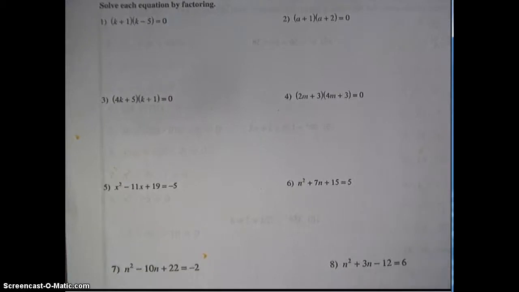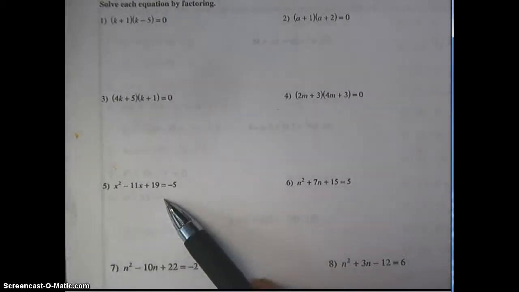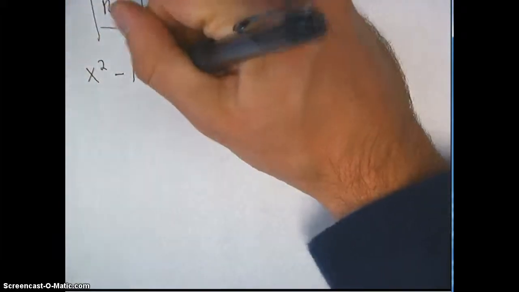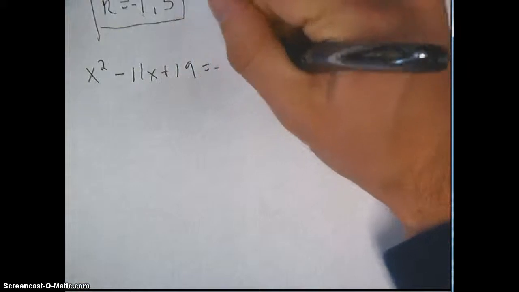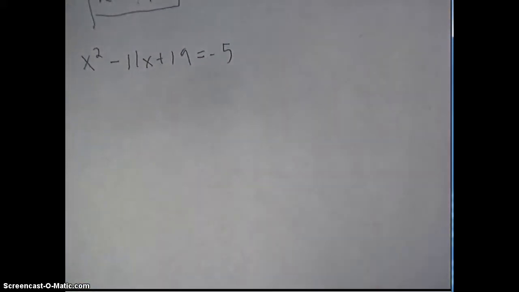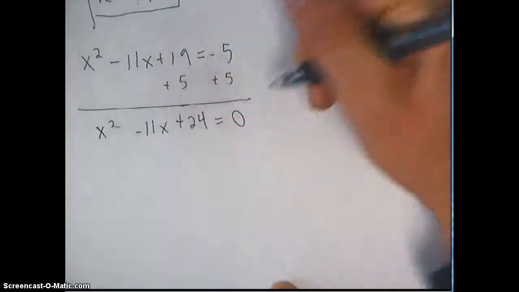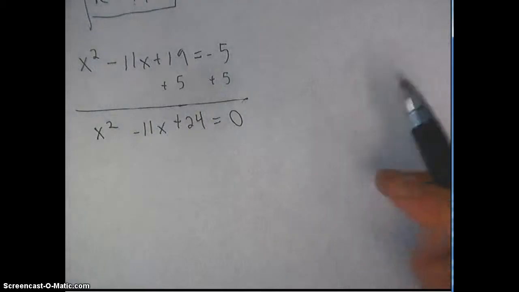So I'm thinking maybe number 5 here. X squared minus 11x plus 19 equals negative 5. I'm just going to rewrite that. Now I said that you would know that you were supposed to solve it if it said equals 0. This guy doesn't say equals 0, so we need to get it there. You need to add 5 to both sides first. That's going to leave me with x squared minus 11x plus 24 equals 0. Since I've got an equals 0 over here, now this is something that I can factor.